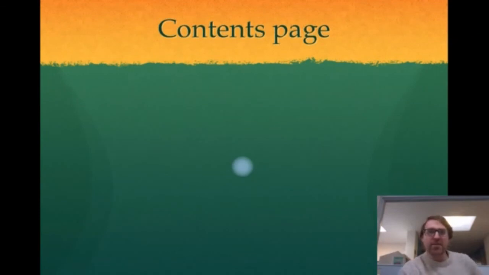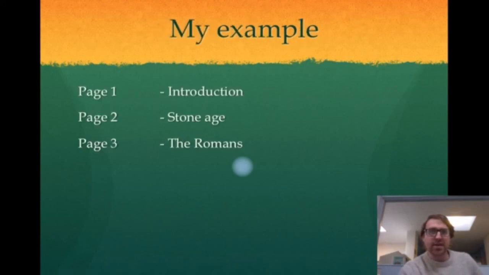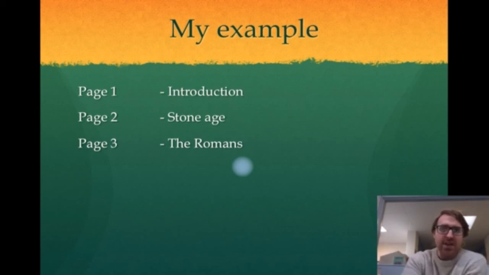And then here I've put another example of a contents page. So I've put here, page 1, introduction, page 2, Stone Age, page 3, Romans, and then I might like to put in there, page 4, information about Romans. Or I could have page 2, picture of a Stone Age building, page 3, information text about Stone Age buildings. Okay, so you can start to develop your contents page as you go through.